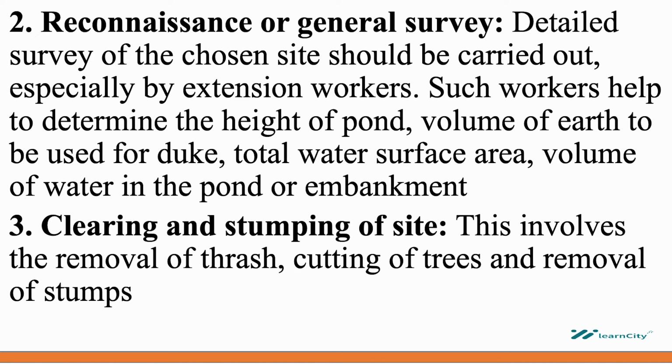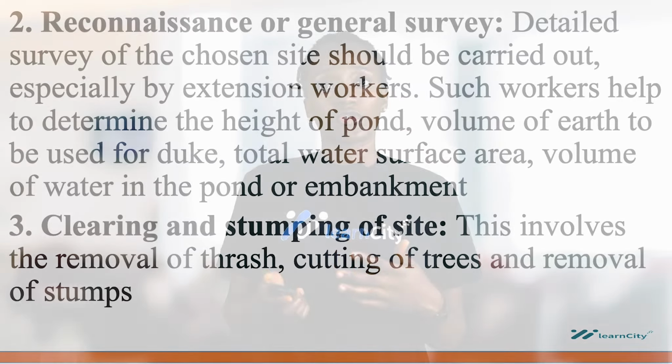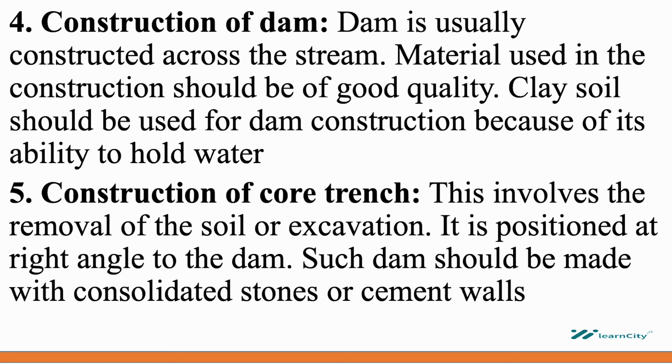Clearing and stumping of the site. This involves the removal of trash, cutting of trees, and removal of the stumps. Construction of dams. Dams are usually constructed across the streams. Material used in the construction should be of a good quality. Clay soil should be used for dam construction because of its ability to hold water.